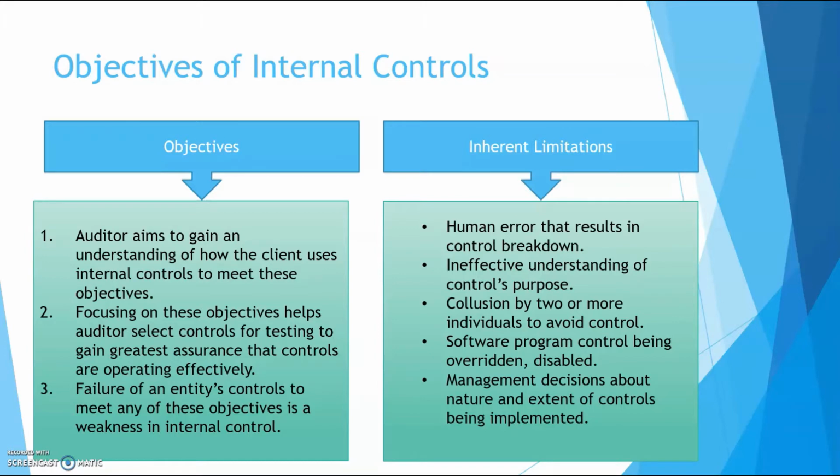Software programs' controls being overridden and disabled. This is one you can often see in a small business scenario where the functionality for designing and implementing controls in the accounting system is given to a member of the finance team who suddenly has too wide a brief and is able to get into the system and do things undetected. In bigger companies, often the control of the accounting system will be given to an IT function and kept separate, but there's always a risk that software programs' controls are being overridden or disabled. And also the last one is management decisions about the nature and extent of controls being implemented.